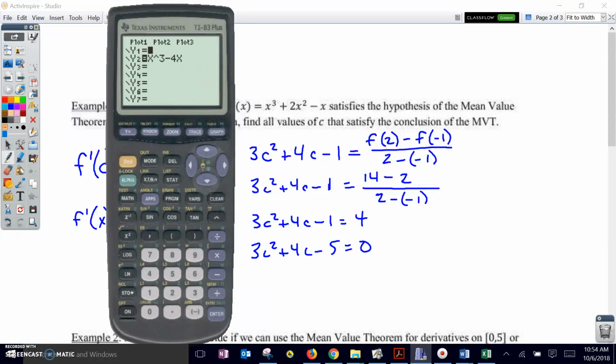Go into my y equals screen, and I'll graph 3x squared plus 4x minus 5. And since we're looking for the values where this is 0 on the interval from -1 to 2, I'm just going to set up my window to run from -1 to 2, because then I'm only going to get values that I'm interested in. And we see there's a value there. We were guaranteed a value by the mean value theorem since this function met the hypothesis of the mean value theorem. So we're looking for that 0.